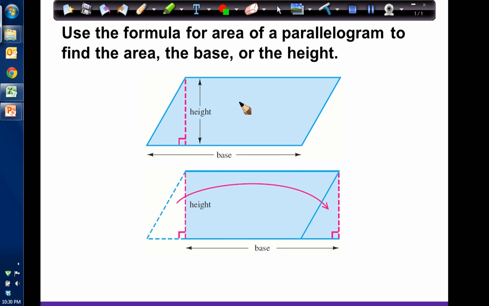Let's take a look at a parallelogram. A parallelogram is a rectangle that has been bent. But what happens if we take the corner off of this parallelogram so that it has a straight edge, a rectangular corner, a 90-degree angle right here and right here.